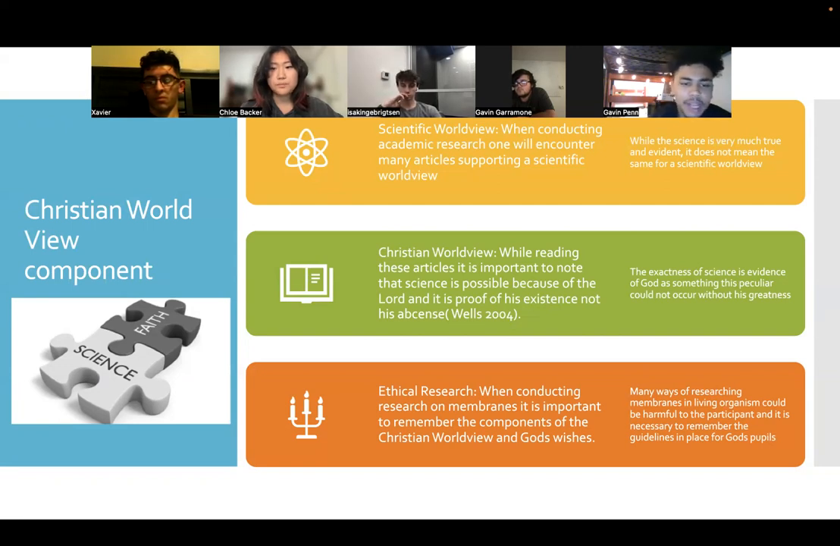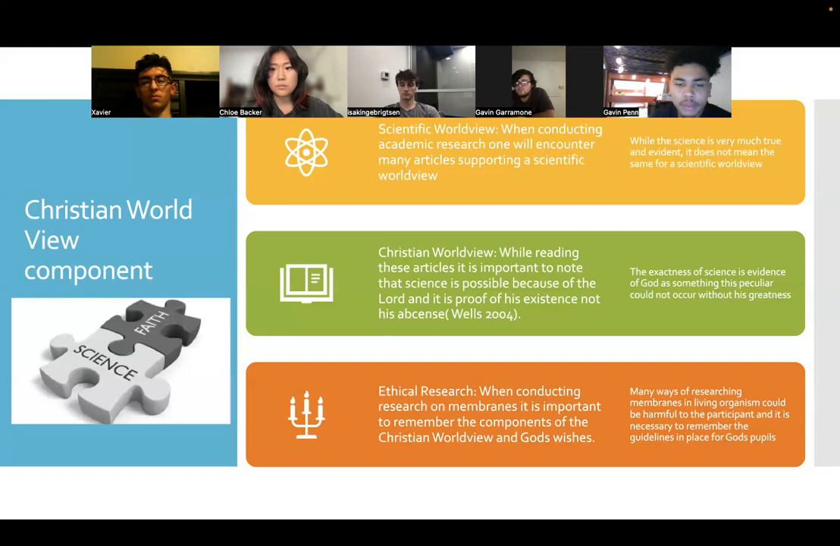For some, when diving deeper academically, they seem to see it as proof of atheism and evidence of a scientific worldview of the world. However, those with the Christian worldview see it as evidence of God and his omnipotence. It is very important when conducting academic research to remember to not stray away from this worldview and to acknowledge that science is not proof of God's absence, rather proof of God's greatness.